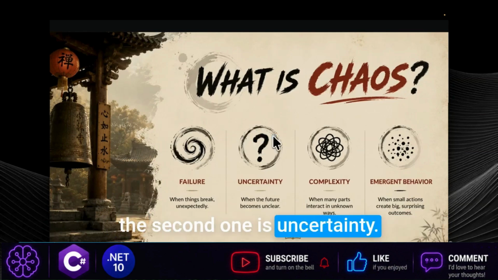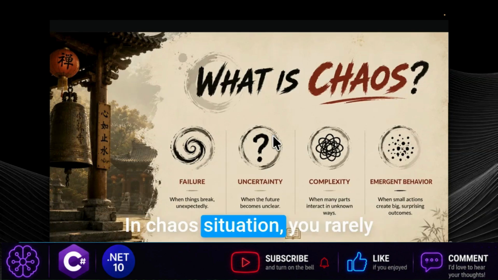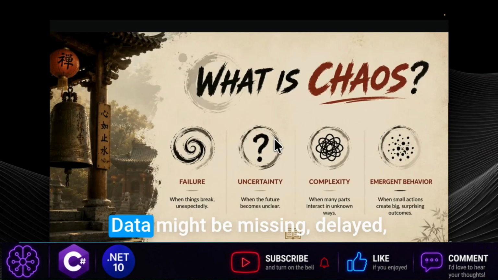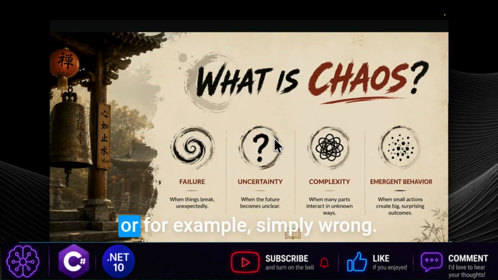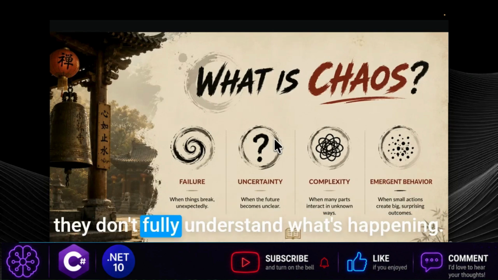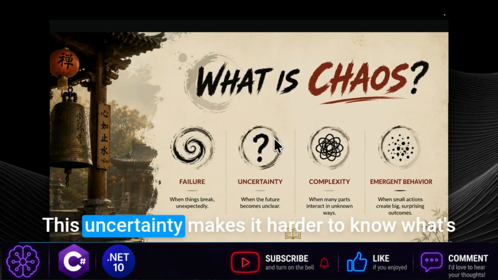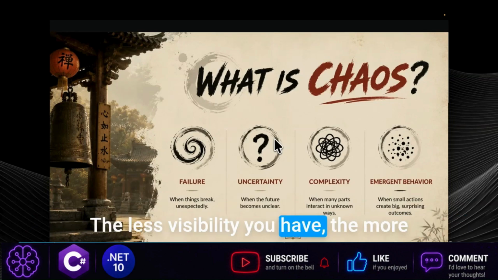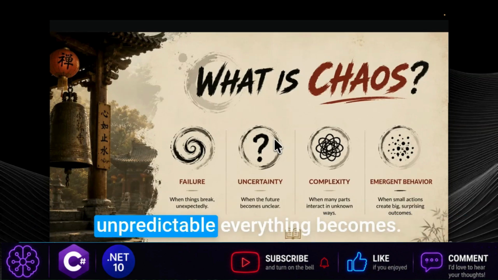The second one is uncertainty. In chaos situations, you rarely have all the information you need. Data might be missing, delayed, or, for example, simply wrong. Teams still have to make decisions, even when they don't fully understand what's happening. This uncertainty makes it harder to know what's causing the problem and what might happen next. The less visibility you have, the more unpredictable everything becomes.